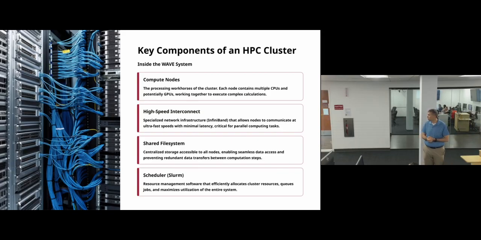So in addition to that, we have a shared file system. That means any file you can access on, say, the login node of the HPC, you can also access on any of the compute nodes. All the nodes will have access to all the files as a shared parallel file system.